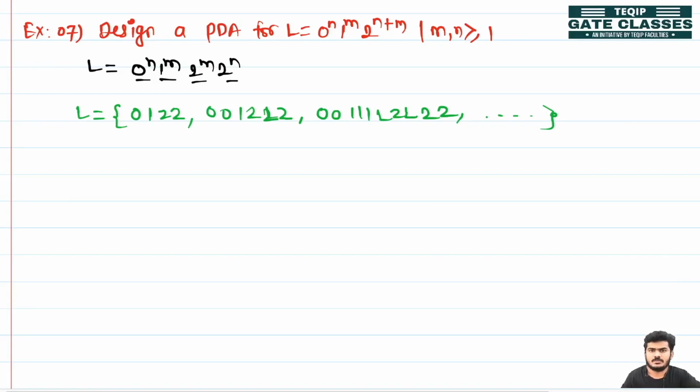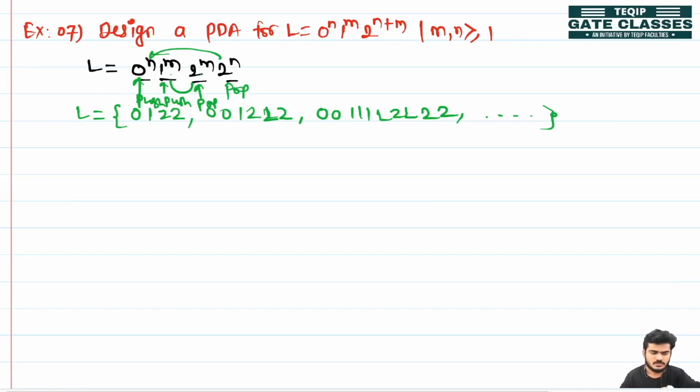So basically what we need to do is, for these zeros we have to push, and whenever 1 starts occurring, again we will push these ones. For 0 and 1 we are pushing. Now we have to compare these ones with these twos. So whenever 2 starts coming, we will start popping, and now these twos should be compared with these zeros. So for this also we will do the popping.